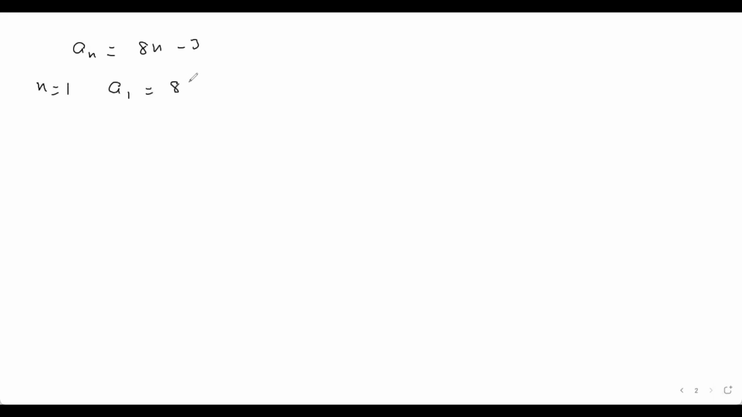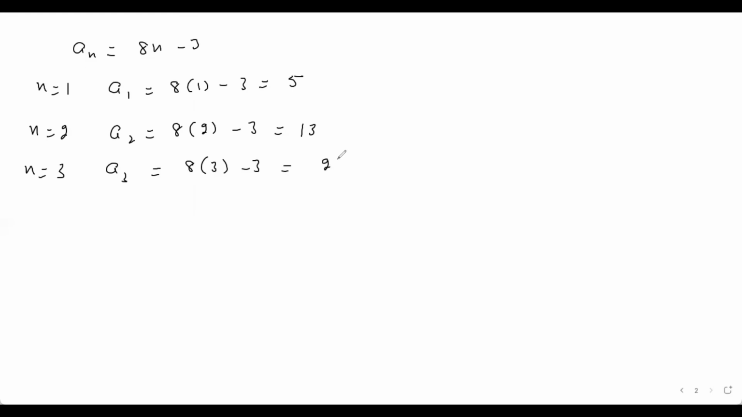A1 is equal to 8 into 1 minus 3, that is equal to 5. Substitute n is equal to 2. Then A2 is equal to 8 into 2 minus 3, that is equal to 13. Substitute n is equal to 3. A3 is equal to 8 into 3 minus 3, that is 24 minus 3, that is 21. So on. It means AP is 5, 13, 21 onward. You can adopt any of the methods. So I have written here both the methods. Which one you find easy, you can adopt that.